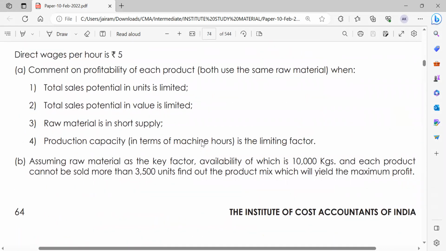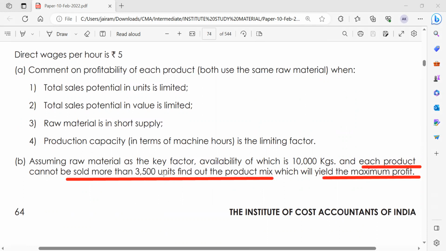Now the question is, one is availability is 10,000 kgs of material, but after that, one more thing they have said. They are saying that each product cannot be sold more than 3,500 units. Find out the product mix which will yield the maximum profit. So each product you cannot sell more than 3,500. Which is more profitable for us? A first, correct? So sell A to the maximum, and the remaining we can sell B.